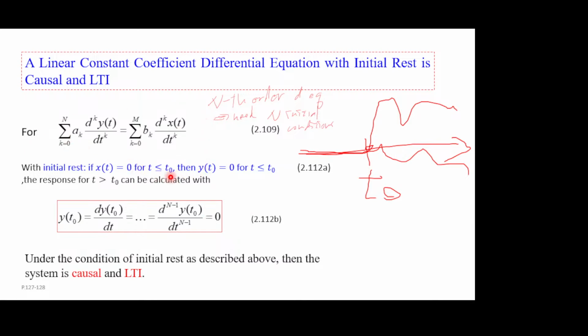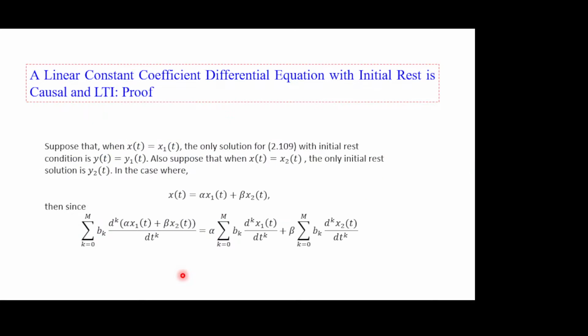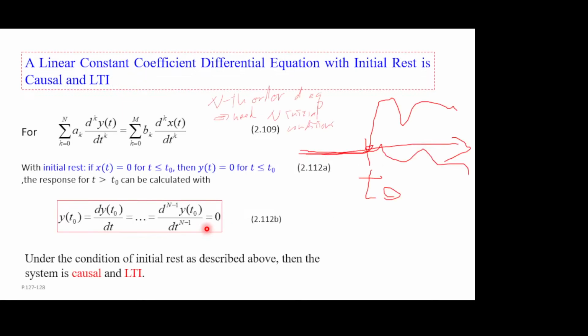You want to solve this equation, and you assume initial rest, then you translate your initial rest to all those derivatives at t0 equaling 0. And we'll prove that in that case, remember we are describing a relationship between x and y, this system between x and y will be causal and LTI. The proof is actually pretty simple, but the notation is a little annoying, so I guess we can skip the details. Anyway, we want to check LTI and causal, so we basically just check the conditions.